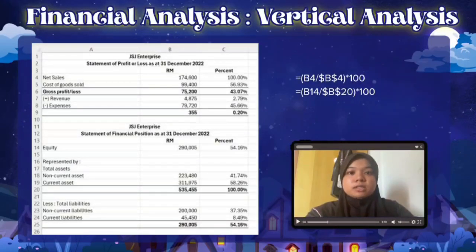We do the same thing in cell C14 in the statement of financial position. We can get the percentage of item based on the total asset using the formula equal to B14 slash $B$20 multiply 100 and get the percentage in cell C14. Then we can just drag down the formula to get other percentage since we already used dollar signs.